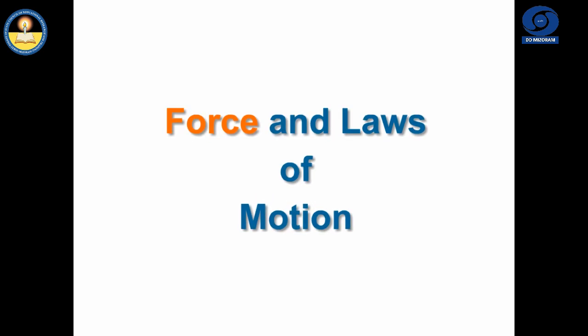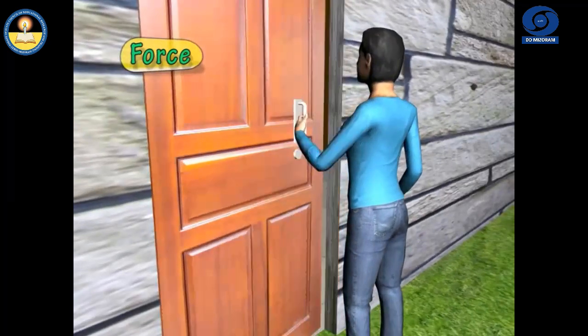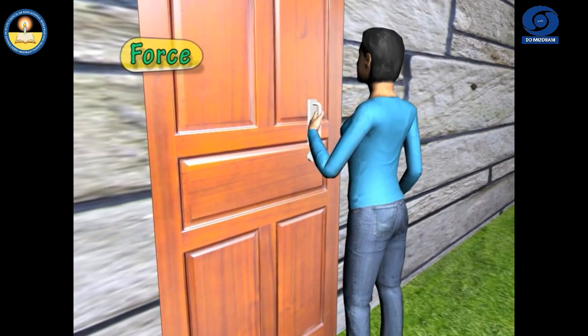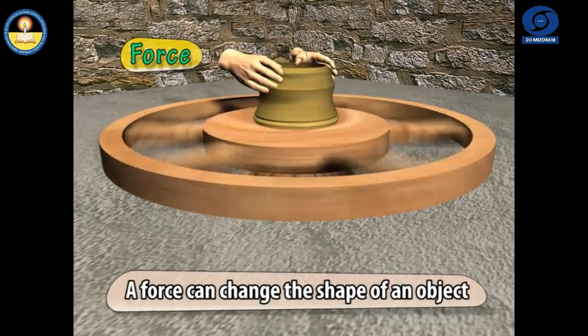Force and laws of motion. Force is an effort that can cause a push or a pull. A force can change the shape of an object.